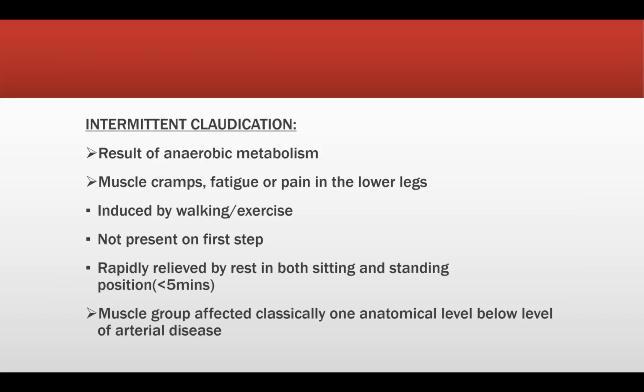Coming to intermittent claudication, it occurs as a result of anaerobic metabolism. The patients will present with symptoms of muscle cramps, fatigue, or pain in the lower legs, induced by walking or exercise, but not present on the first step. It is rapidly relieved by rest, in both sitting and standing position, within less than 5 minutes. The claudication usually settles down by continued walking because of dilution of substance P, which is a cause of pain. The muscle group affected is classically one anatomical level below the level of arterial disease due to the formation of collateral vessels.